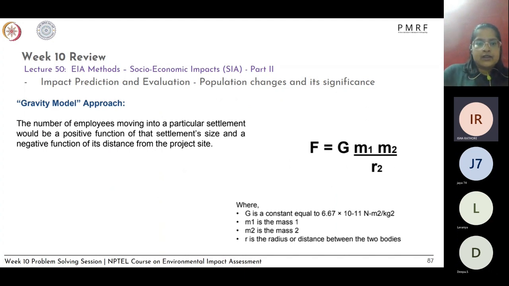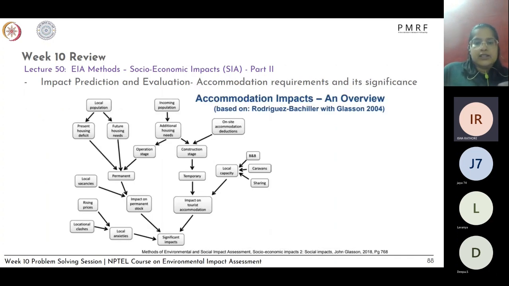Okay. Then we also had the gravity model approach, which was again calculating the number of employees moving into a particular settlement and considering them as a positive function of the settlement size and a negative function of its distance from the project site. So this is again another calculation-based formula. And we also looked at accommodation requirements and their significance.